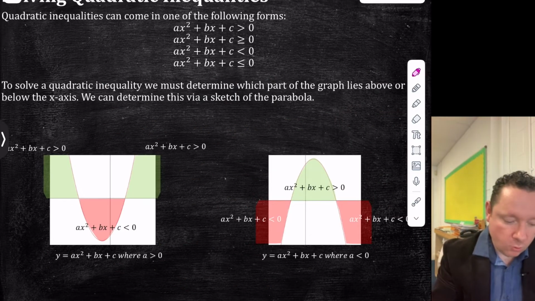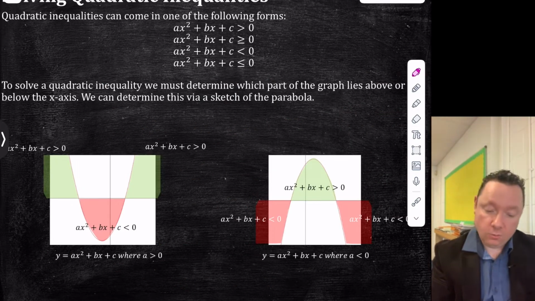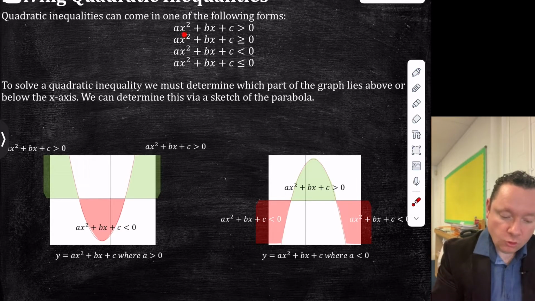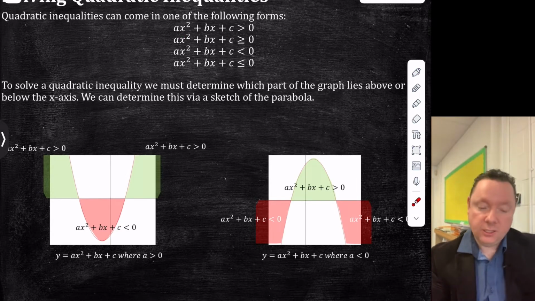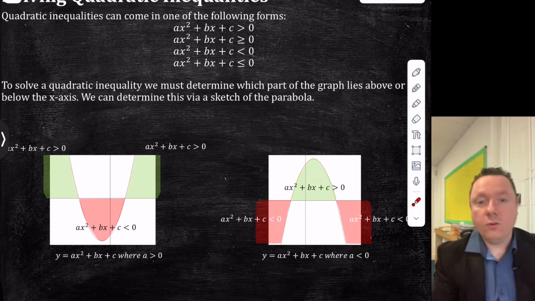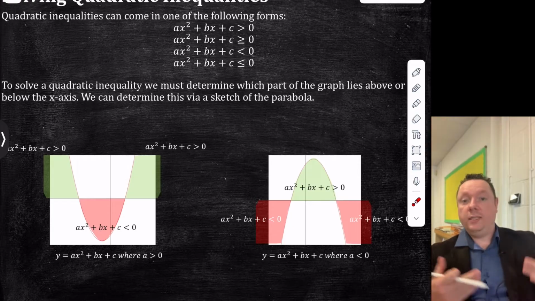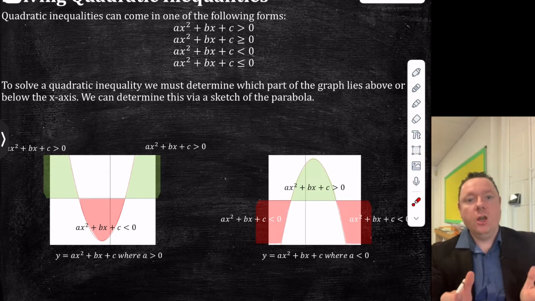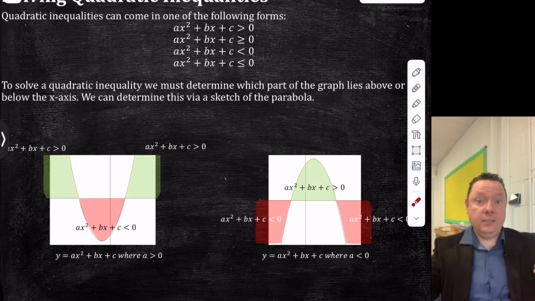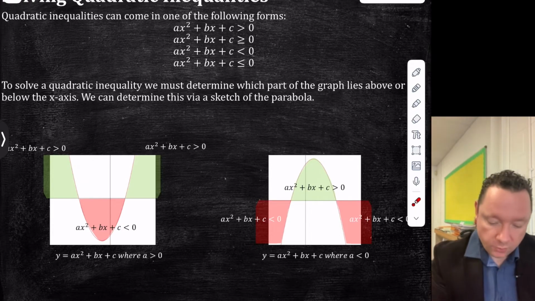Solving quadratic inequalities. A quadratic inequality can take one of these forms that I've already written down. It's either going to be the quadratic is greater than 0, greater than or equal to 0, or less than 0, or less than or equal to 0. Solving a quadratic inequality is a bit like solving a quadratic equation, except there's a little bit of an issue where if we just find the roots, we don't know whether it is greater than or less than these roots. So there is a little bit of a method.